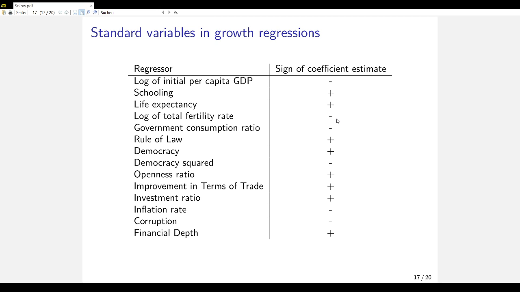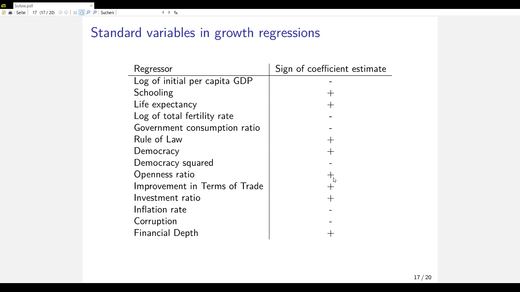quality of a country. Democracy, also a positive correlation, and democracy squared negative, so that hints towards a concave relationship between growth and democracy. So democracy would be growth promoting up to a certain level, and then would not be growth promoting anymore, and the effect could even turn negative. Openness of a country, so the more open a country is, the faster it typically grows. Improvements in the terms of trade also has a positive correlation.